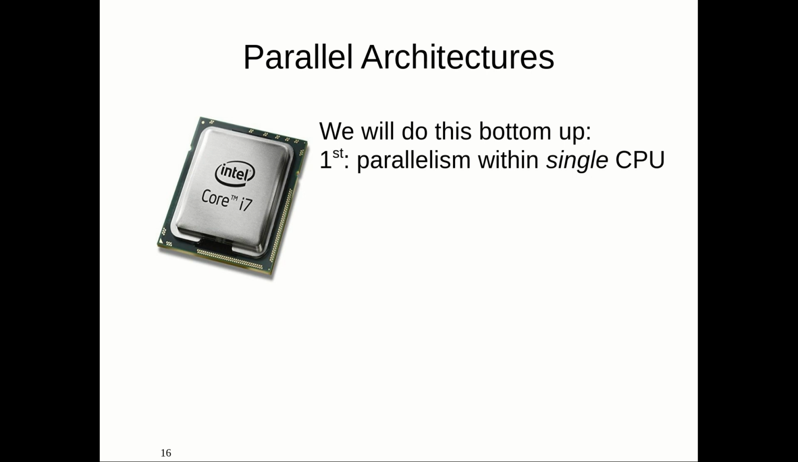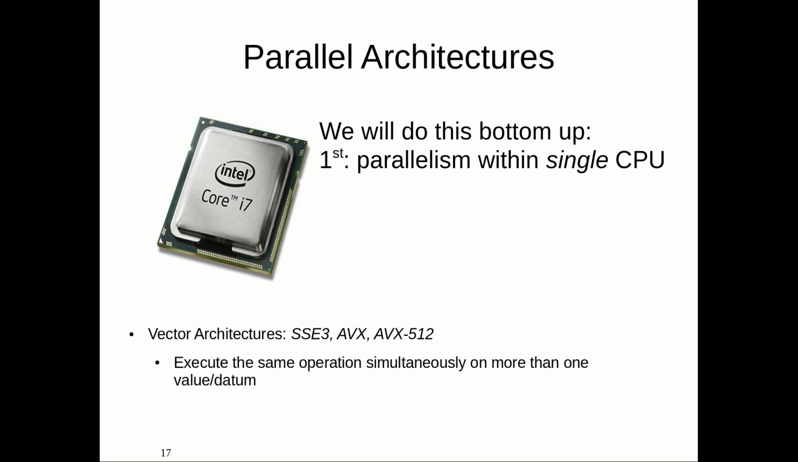Right. So here we now consider parallelism within a single CPU. Even within a single CPU, we do have parallelism. And this parallelism is given by vector architectures or vector operations. They have weird, nerdy names like SSE3, AVX, AVX-512. What vector instructions actually do is execute the same arithmetic operation simultaneously on more than one value or data.